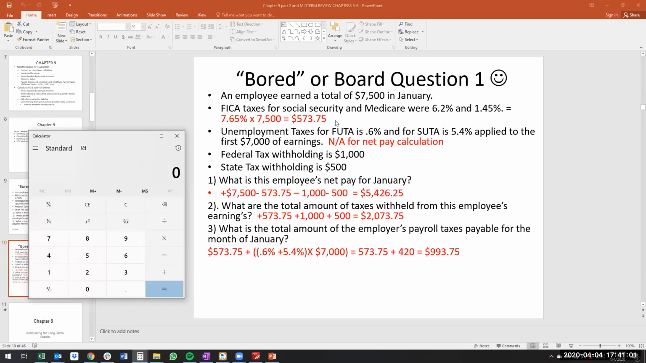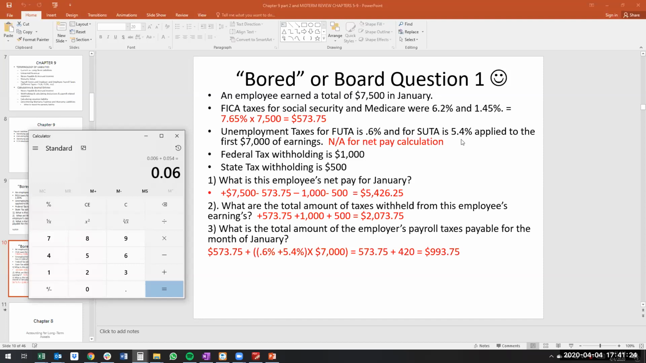Employer also owes this, right? It's employee and employer tax. Then we also owe it for the FUTA and SUTA. So we take the 0.6 plus 0.0606 plus 0.054 equals the... So that's the total taxes here.